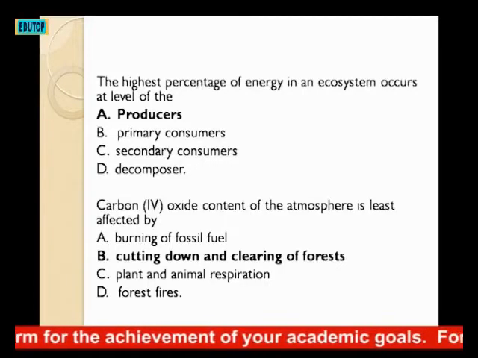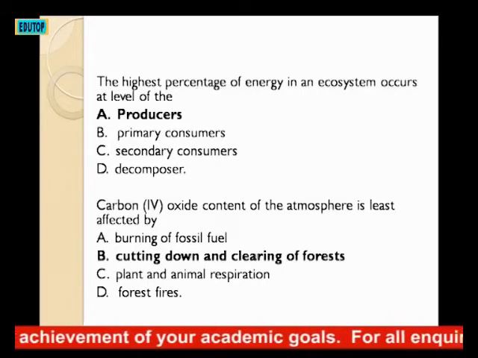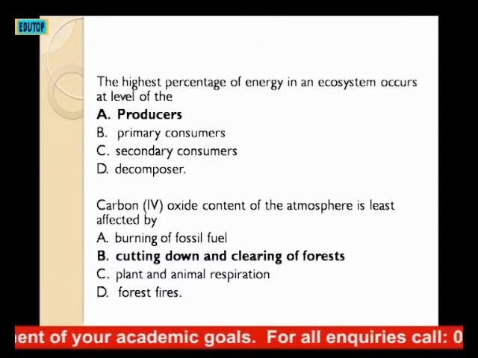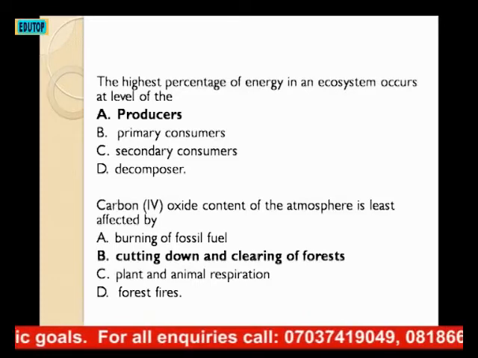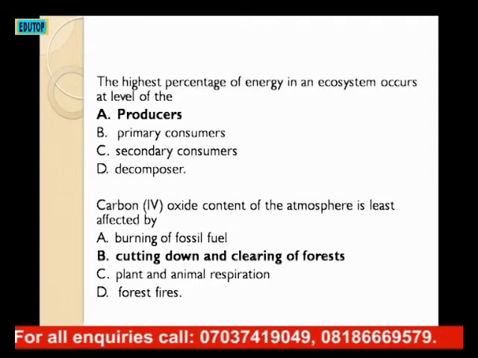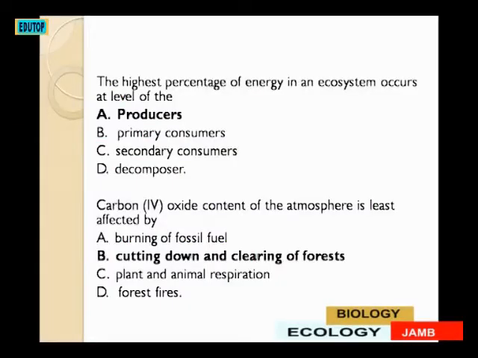The highest percentage of energy in an ecosystem occurs at the level of the producers, and they are mostly green plants. Next question. Carbon dioxide content of the atmosphere is least affected by A, burning of fossil fuel, B, cutting down and clearing of forests, C, plant and animal respiration, D, forest fires. Looking at this, carbon dioxide is released in burning of fossil fuel, in respiration of animals and plants, and even in forest fires. So the answer is B, cutting down and clearing of forest. The carbon dioxide is least affected in that.